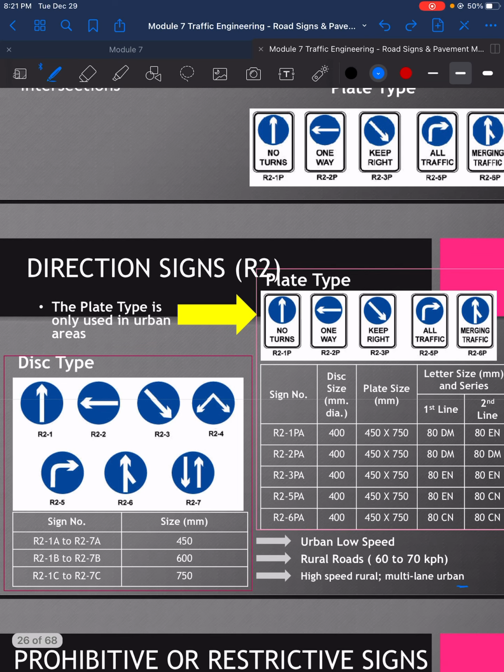Now the plate type o yung rectangular is only used in urban areas. For the disc type, yung mga bilog, meron tayong sinusunod na sizes: 450 mm for urban and low speed, 600 mm for rural roads, 60 to 70 kilometers per hour, and 750 mm for high-speed rural and multi-lane urban.